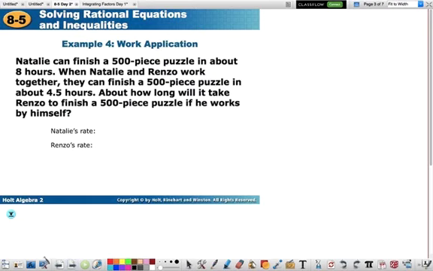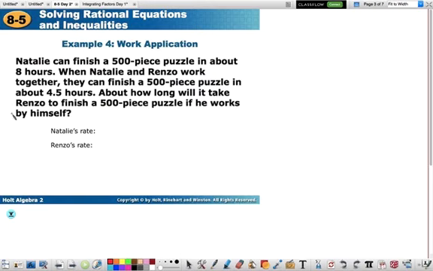So here's where we're going to start. Solving a word problem. So let's get Toria. Would you read this one out for us? Natalie can finish a 500-piece puzzle in 8 hours. When Natalie and Renzo work together, they can finish the 500-piece puzzle in about 4.5 hours. But how long will it take Renzo to finish the 500-piece puzzle if he works by himself?